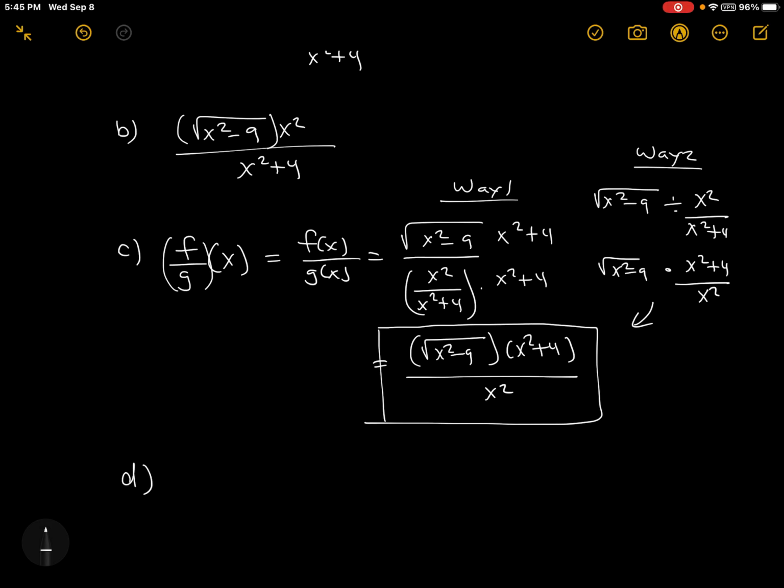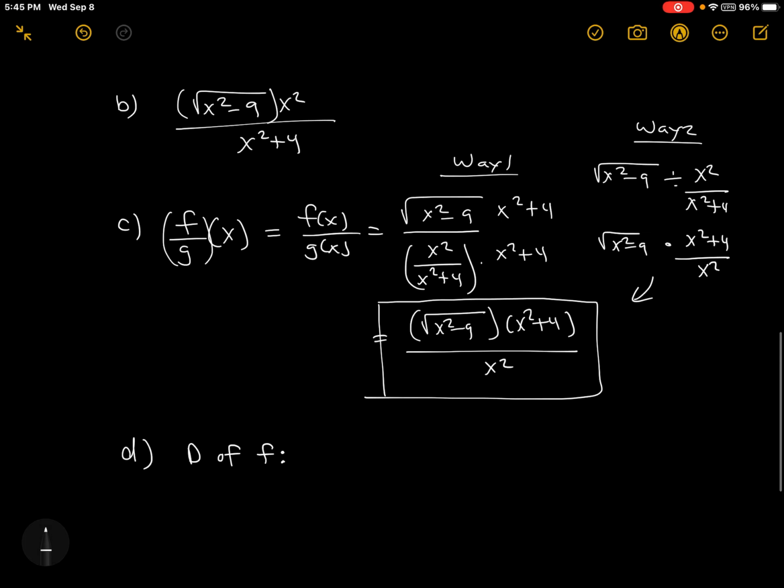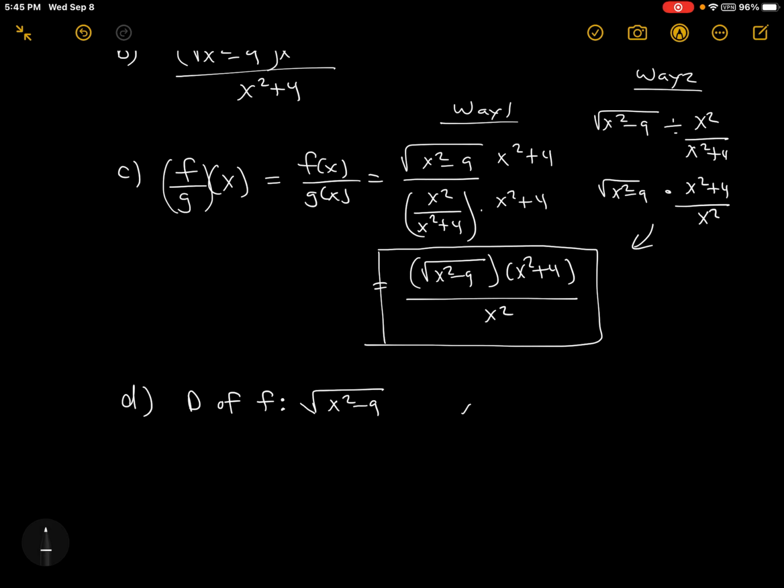Domain of f. Now my f right here is the square root of x squared minus 9. If you remember, this is an even root function. So the way you find the domain of an even root function is you set the argument greater than or equal to 0. After that, you recognize that this is a quadratic inequality, and the way you solve a quadratic inequality is either sketching or testing on the number line.